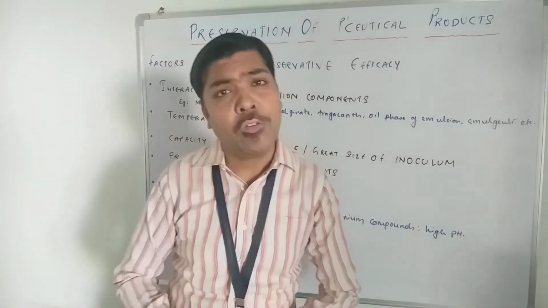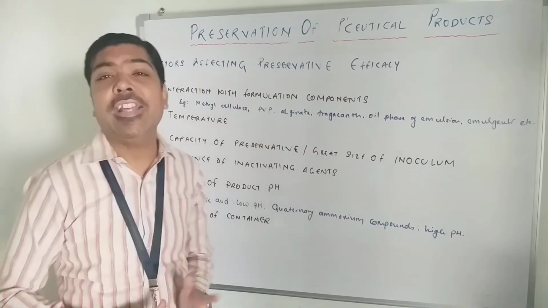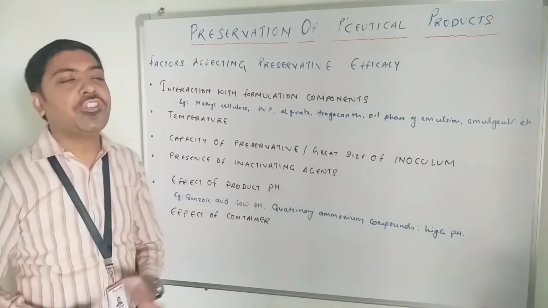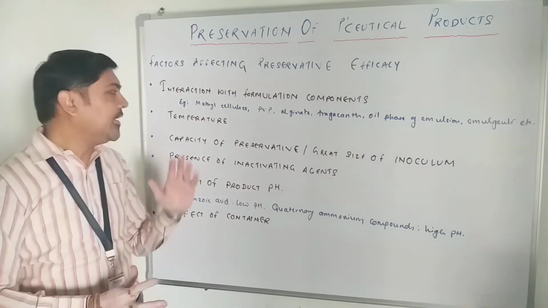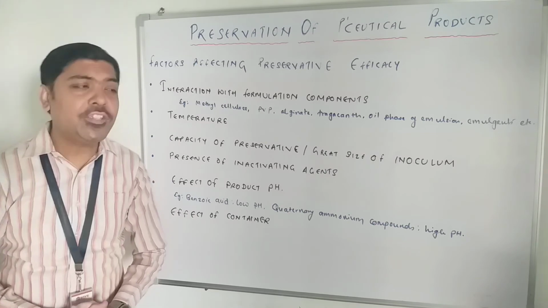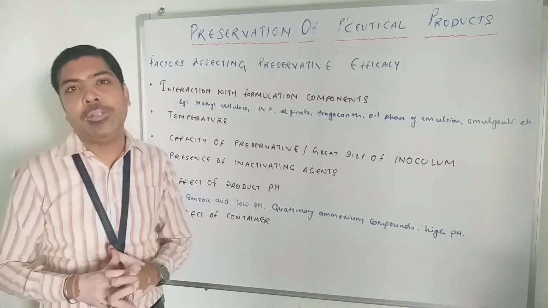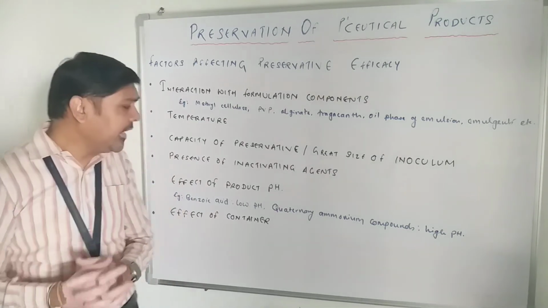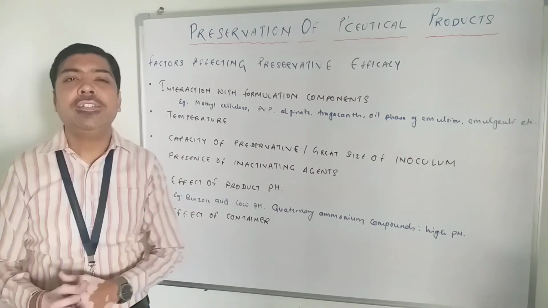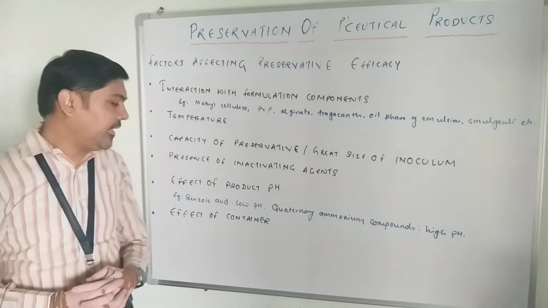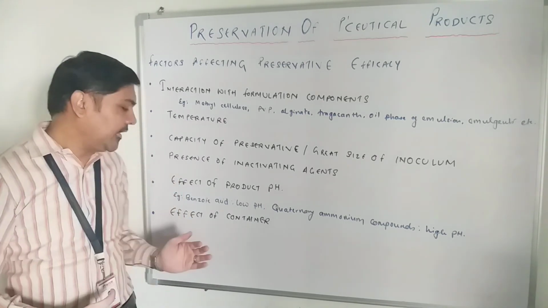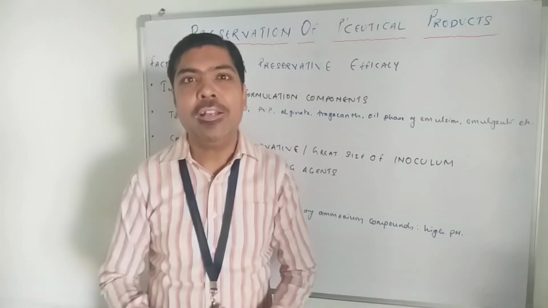So these are a few of the factors that can affect the efficiency of the preservative. These factors are: the interaction with the formulation component, second is the temperature, third is the capacity of the preservative or the grade size of the inoculum, the next one is the presence of inactivating agents, then the effect of the product pH, and last is the effect of the container in which we are keeping the pharmaceutical preparation.